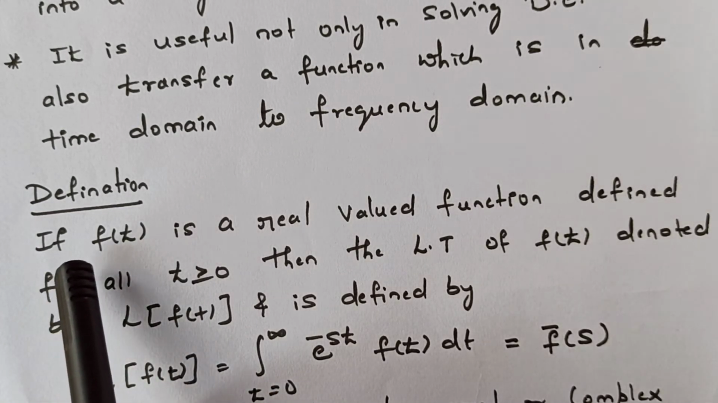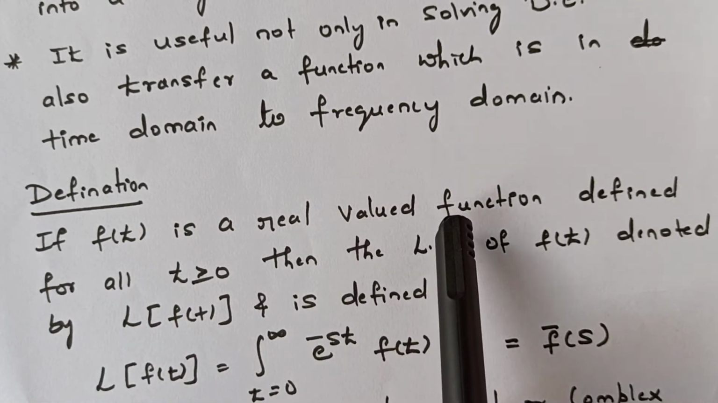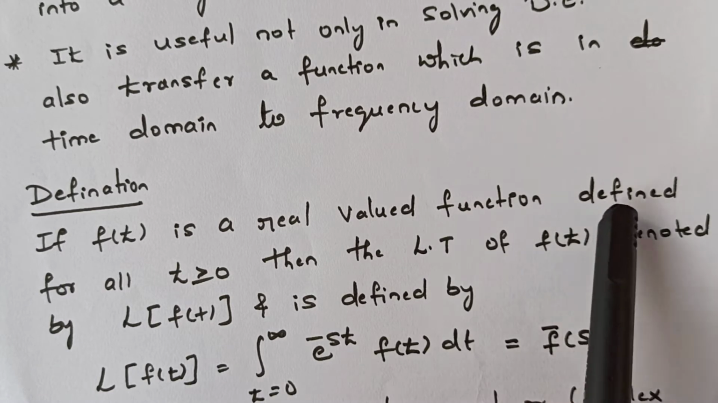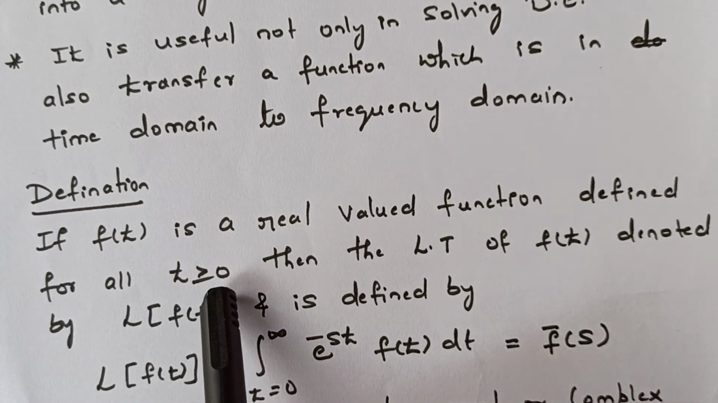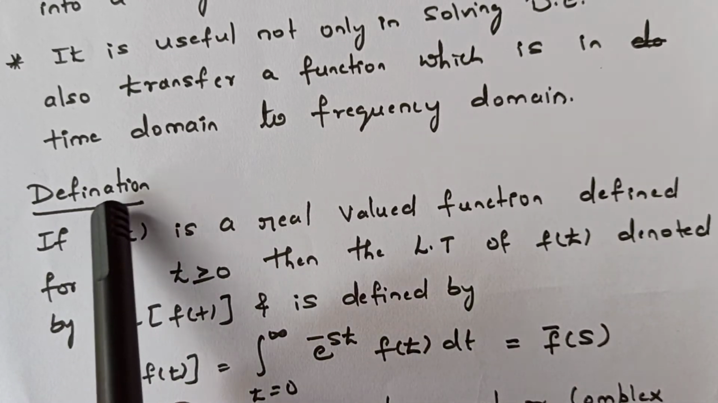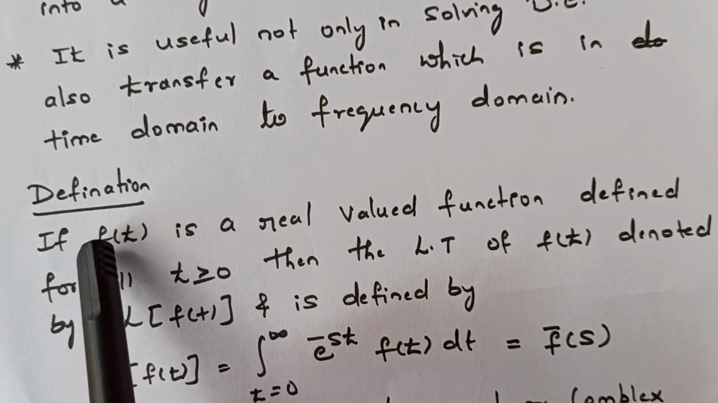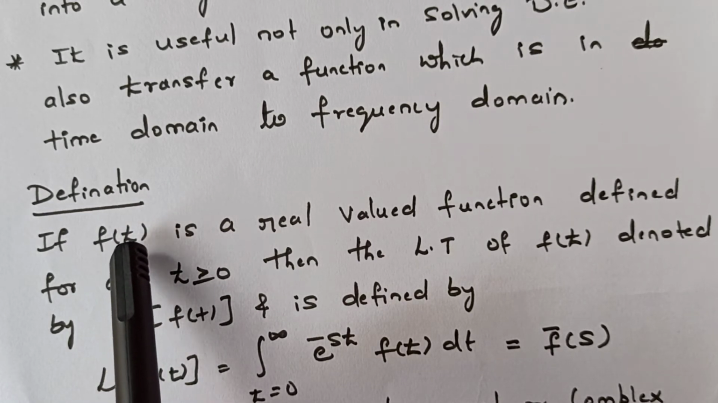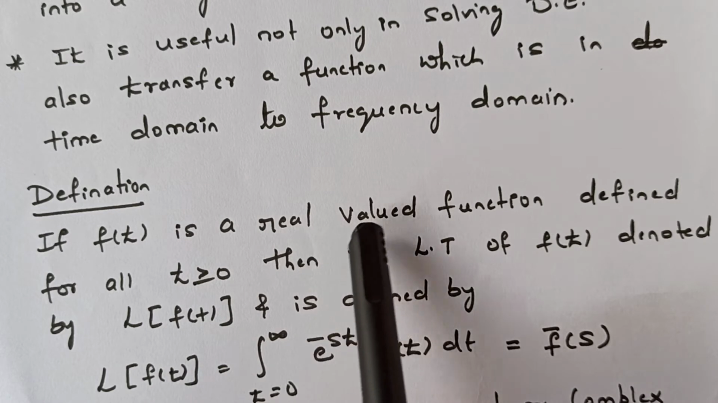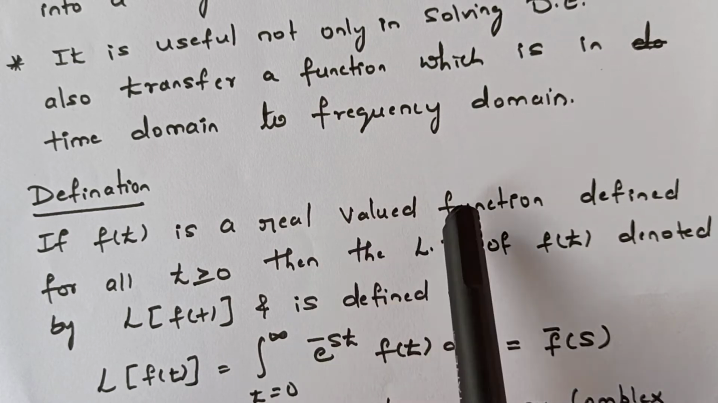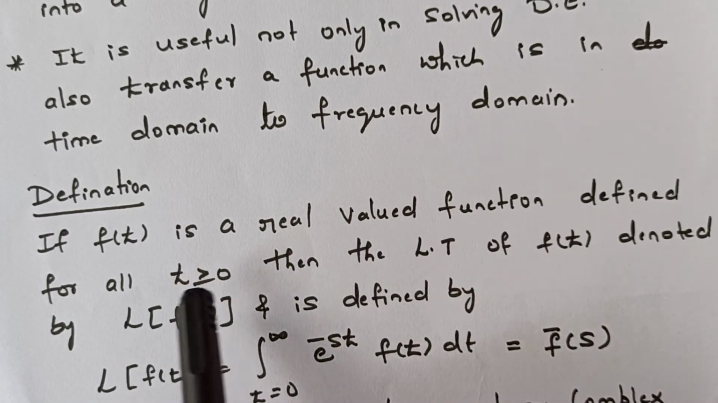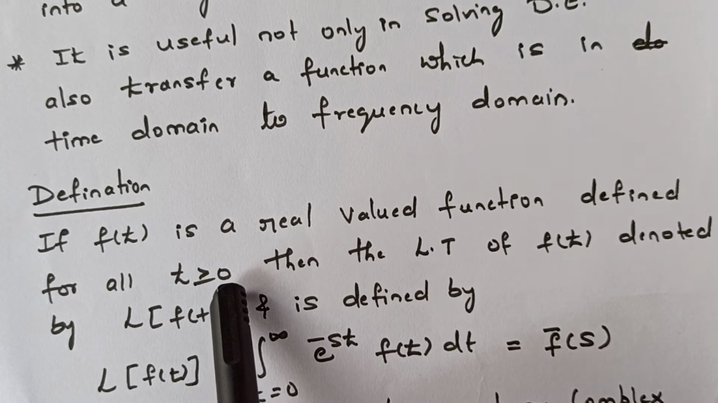If f of t is a real valued function defined for all t greater than or equal to 0, then f of t, in the sense this function, will be in the time domain. It is some function of t which takes all the real values. It is a real valued function, and t is defined for all the positive values, that is t greater than or equal to 0.